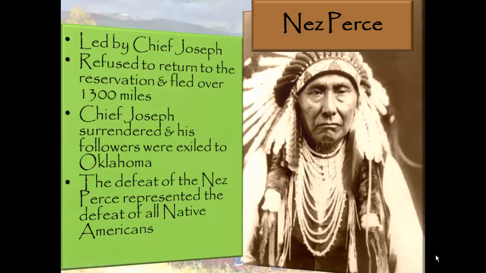Another group is the Nez Perce. They were led by Chief Joseph, and they refuse to return to the reservation, and they flee. They go for over 1,300 miles. They are gone for so long that they get stuck in a harsh winter. Many of his people are starving to death. They're freezing to death. And so Chief Joseph finally surrenders, and his followers are exiled to Oklahoma.